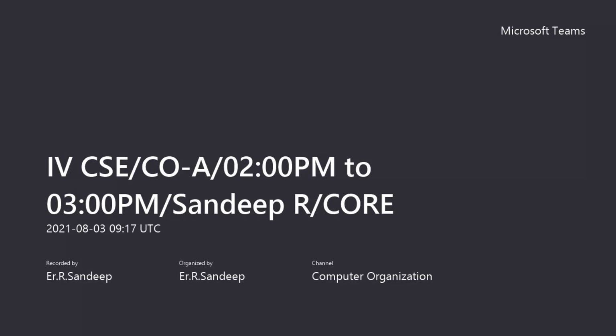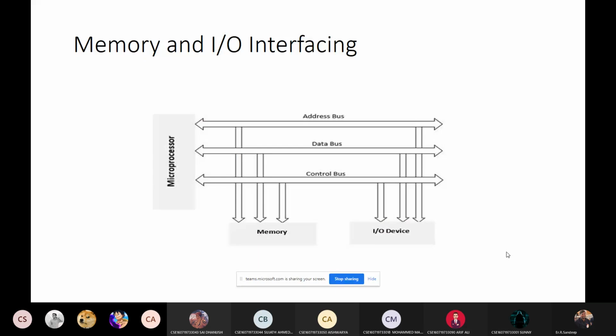Able to see the screen? So, the memory and the IO interfacing, right? Are you able to? Yes, sir. Yeah. So, memory and IO interfacing.